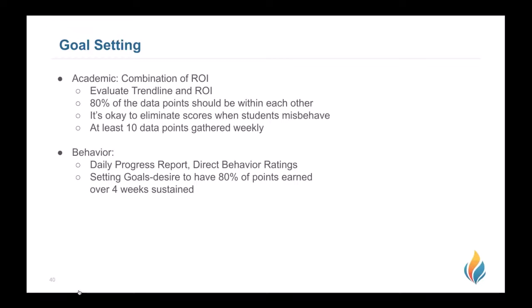We also want to think before we make high stakes decisions about students that we're gathering at least 10 data points before we make those decisions. For behavior, when we're thinking about our progress monitoring and setting goals, you can do things around direct behavior ratings, daily progress reports, and typically when we set our goal for daily progress reports, we want to have 80% of the points possible that a student is earning be sustained over 4 weeks before we make decisions about exiting or changing interventions.